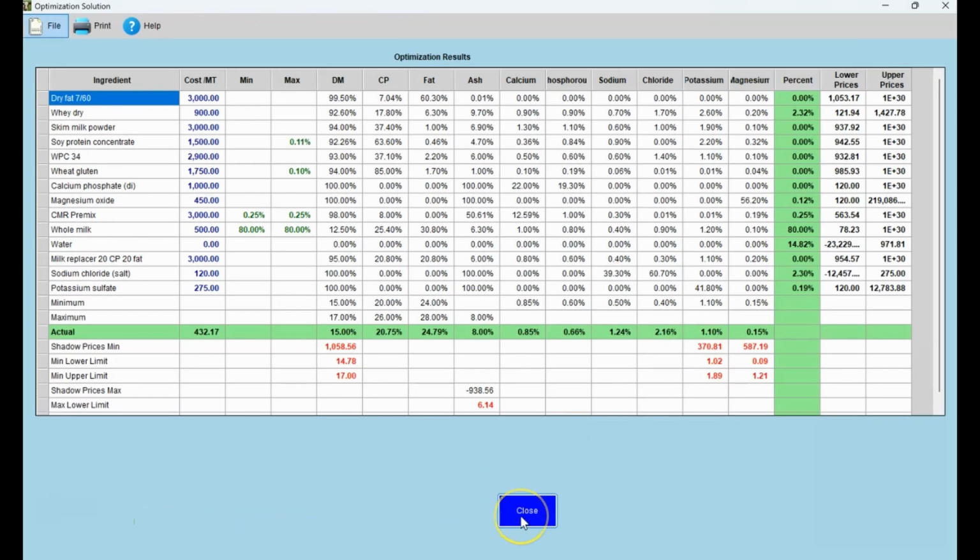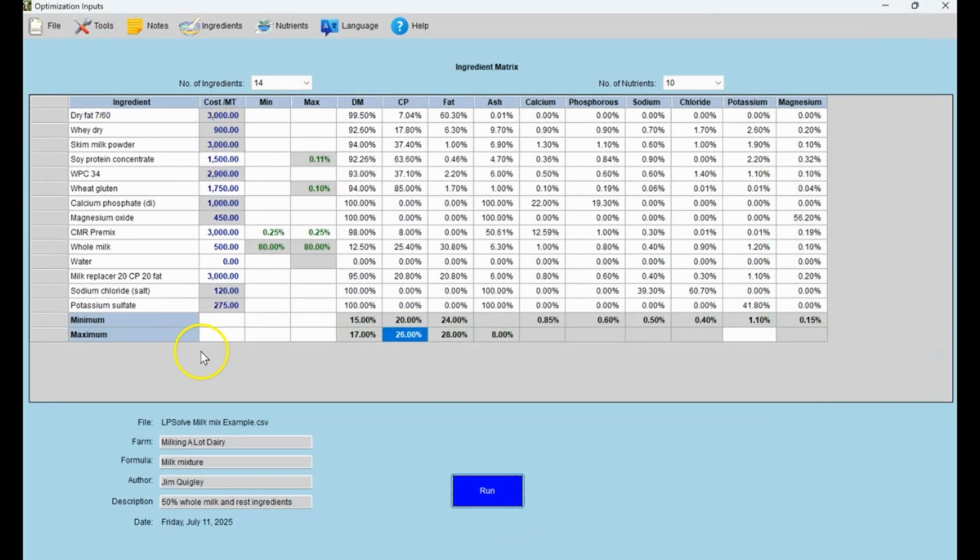This example highlights the strength of LPSolve. It allows us to evaluate trade-offs between whole milk and milk replacer ingredients, identify binding constraints, and understand which ingredients are economically and nutritionally necessary to meet our targets.